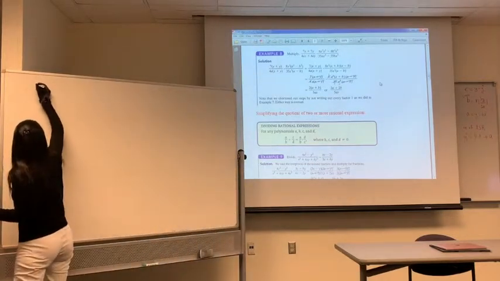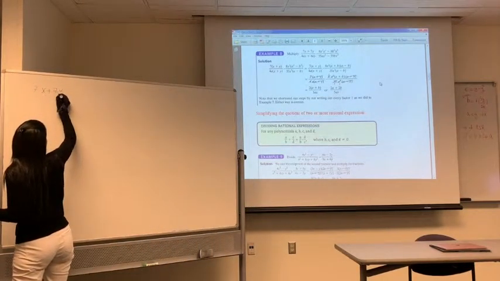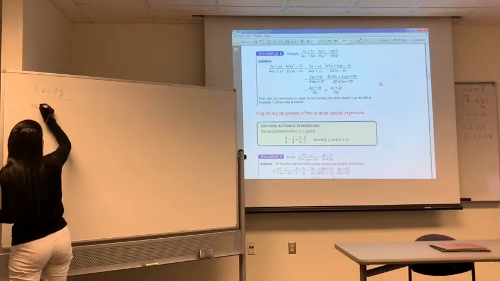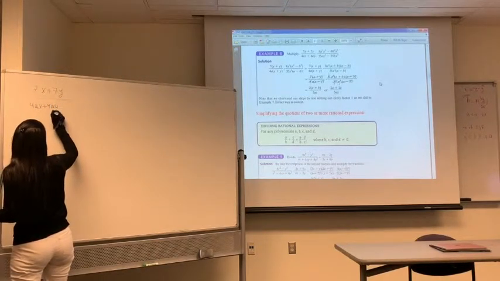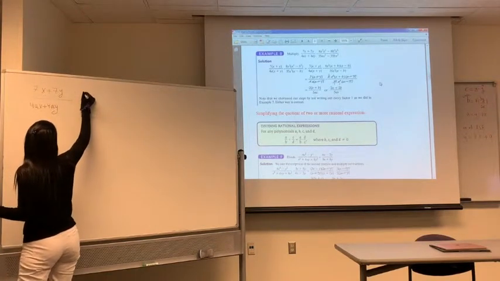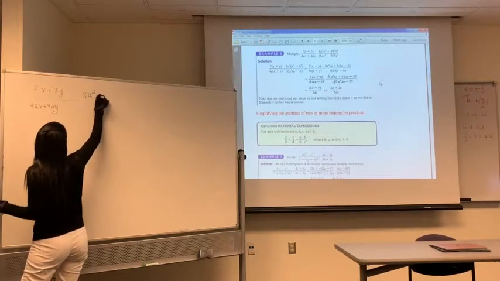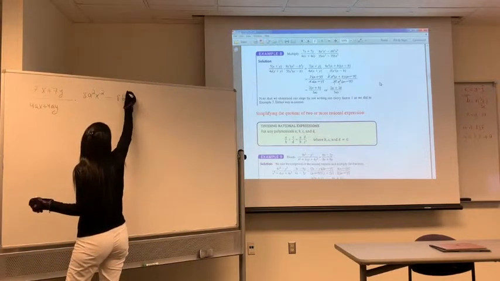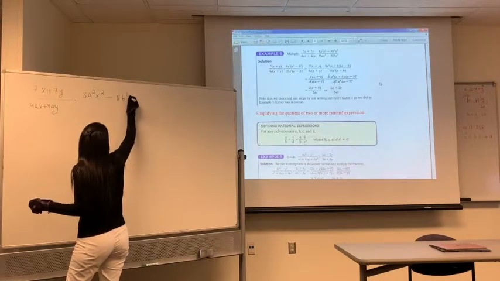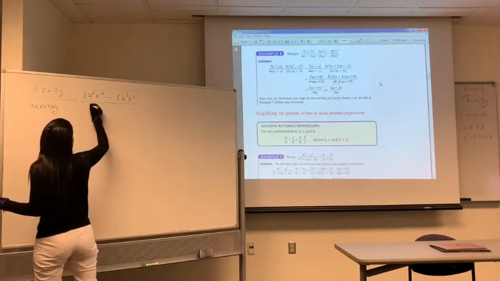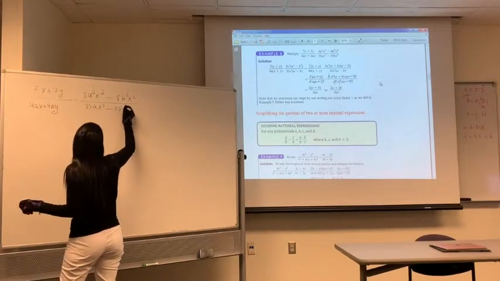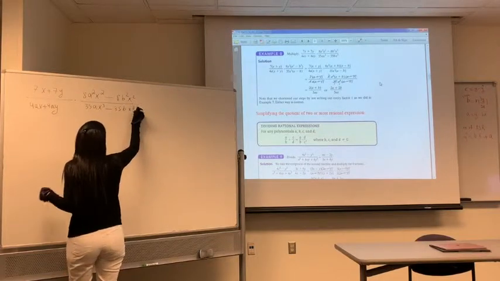Next question. We have 7x plus 7y divided by 4ax plus 4ay, multiplied by 8a to the power 2 x to the power 2 minus 8b to the power 2 x to the power 2, divided by 35a x to the power 3 minus 35b x to the power 3.